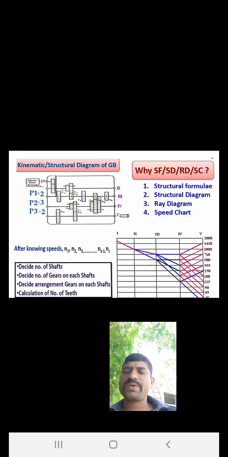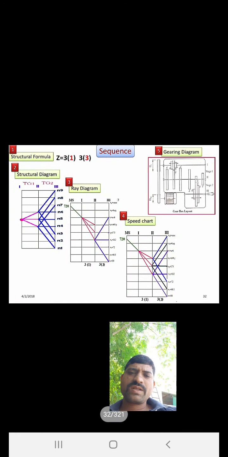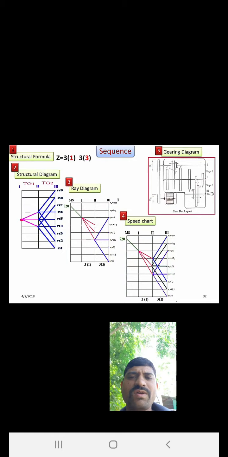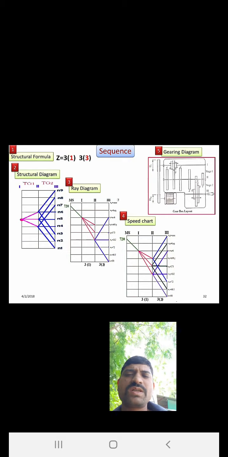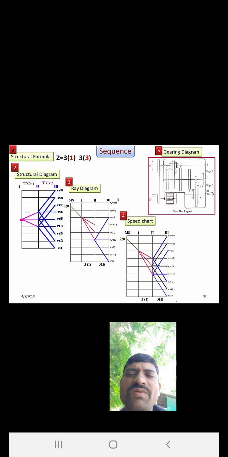This value for the first stage, x1, is equal to 1. You should calculate x2, then take p1; x3, then take p1, p2. We have seen already how to take this. Then see, here one sequence is given. The structural formula is written: z is equal to p1 x1 p2 x2. This is the structural formula. Z is equal to p1 is 3 and x1 is equal to 1, and 3 into 3 is there.